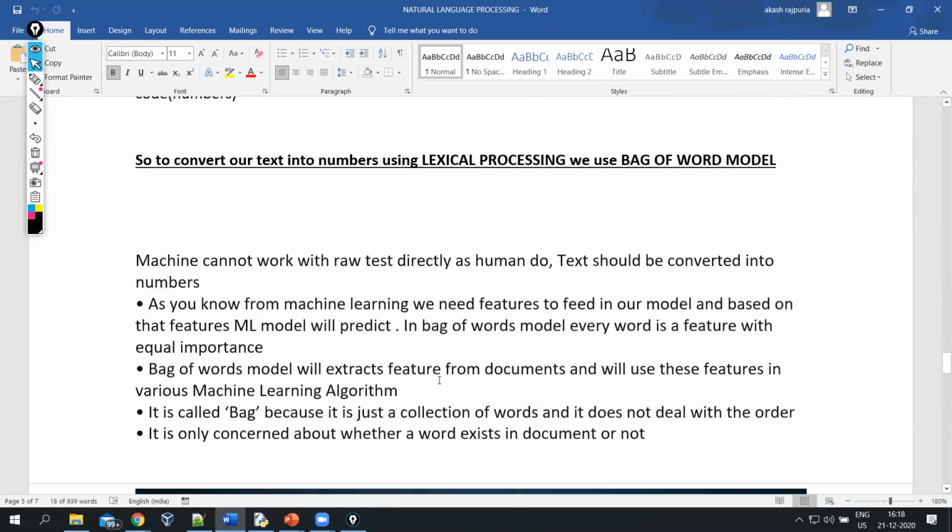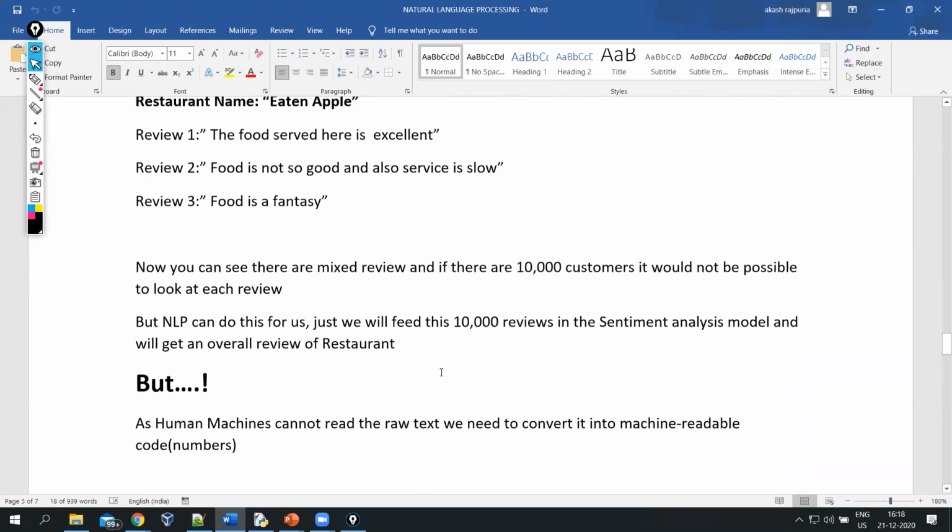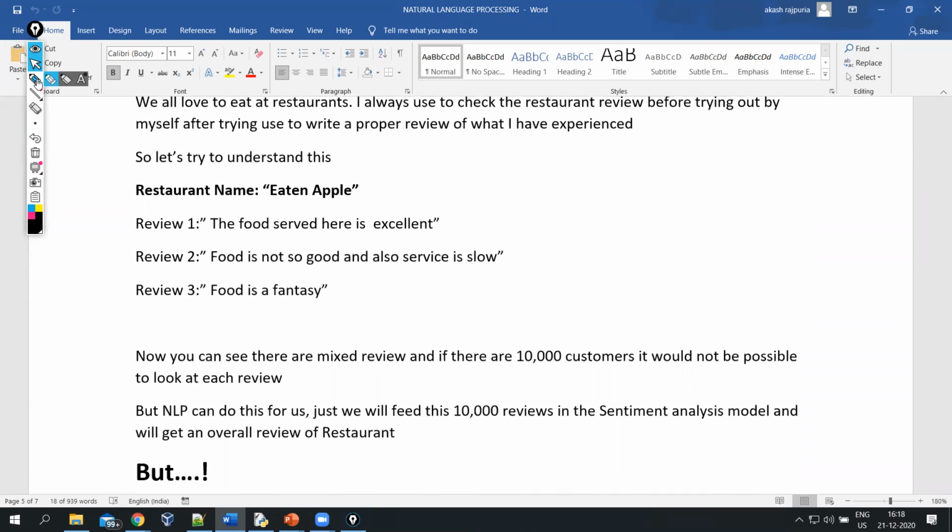So for that we will use the bag of words model. I will explain how it works. What the bag of words model does, I'm explaining the theory behind the algorithm. The bag of words model is an algorithm. It will take all your reviews, so this is review 1, review 2, and review 3.